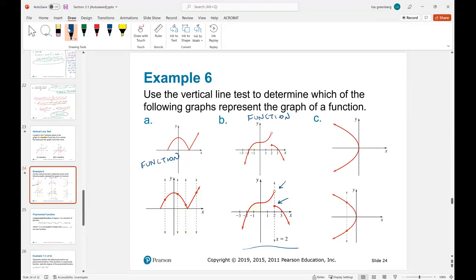However, for C, it really doesn't matter where I put my vertical line, unless I put it right here at the edge. It's the only place it's not going to hit 2 points, right? Every place else I put a vertical line is going to hit 2 points, which means this is not a function. It can only pass through 1 point for every x. And when I make a vertical line, I'm saying at this x, at this x, at this x.